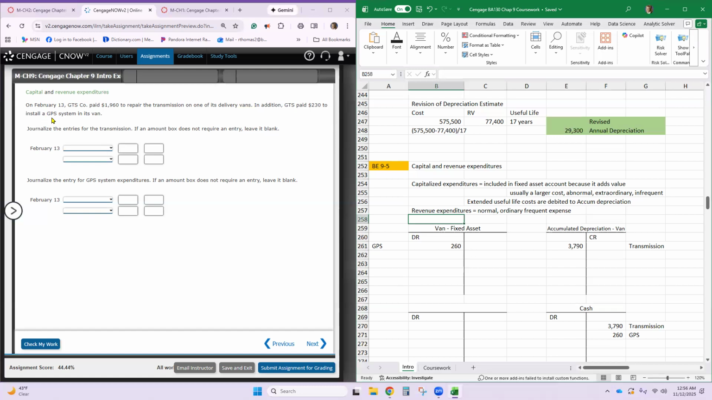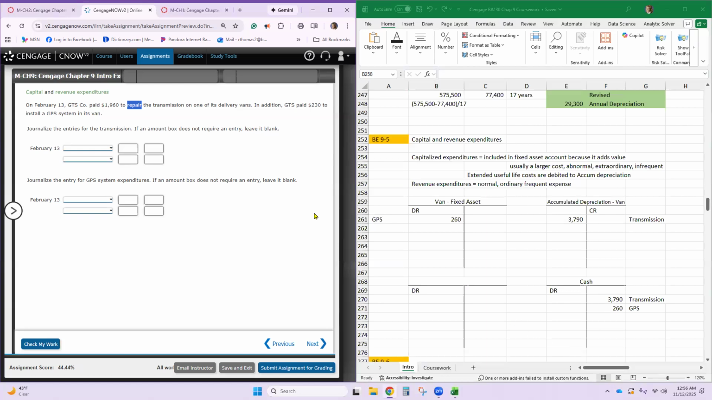And then, so let's see here. On February 13th, GPS company paid $1,860 to repair the transmission on one of its delivery vans. Now here is the key word, repair. If that said replace, then that would be a lot more probably than that. So this is going to be a repair.